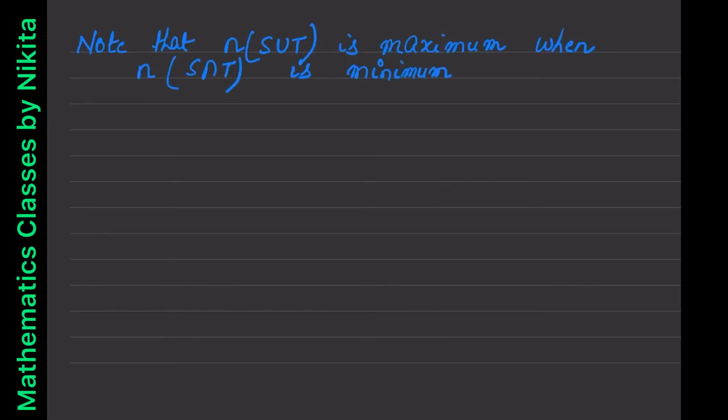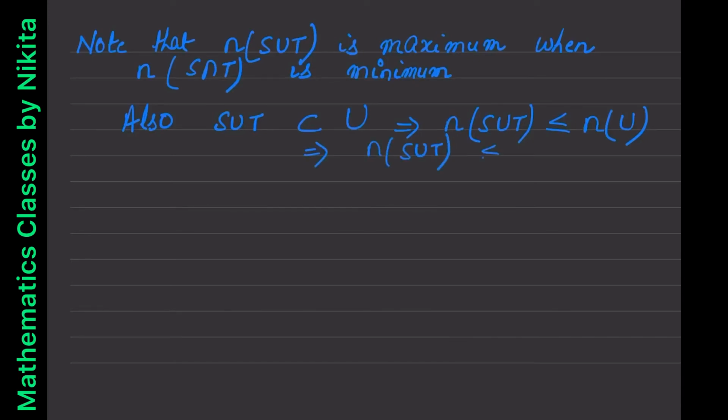Also we know that S union T is a subset of U, the universal set. So this implies that the number of elements in S union T will be less than or equal to the number of elements in U, and this implies that the number of elements in S union T will be less than or equal to 1000. So what is the maximum value of S union T? It is equal to 1000. So it cannot take values more than 1000.